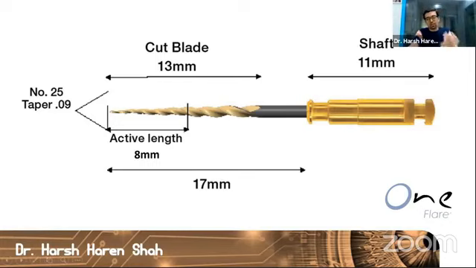Most of these orifice wideners have a short length. Like in this case, you can see that the entire length of the file is only 17 millimeters, whereas the active length or the cutting length of the file is only 8 millimeters.